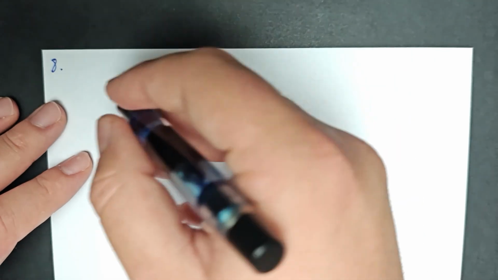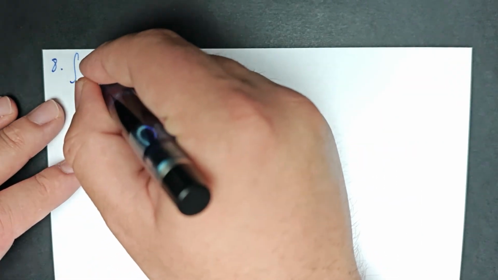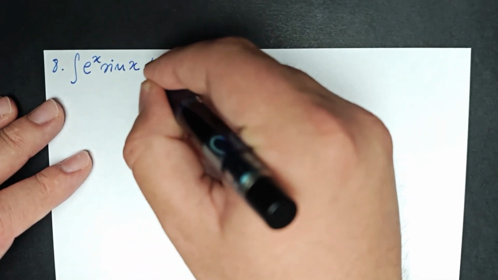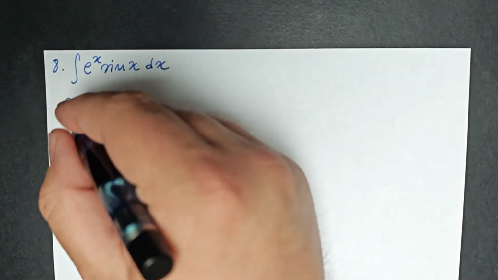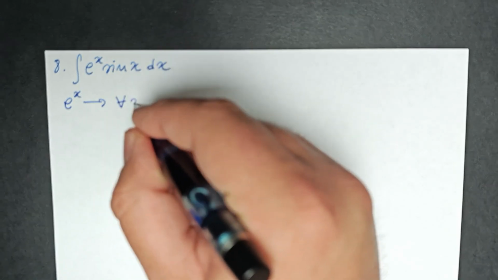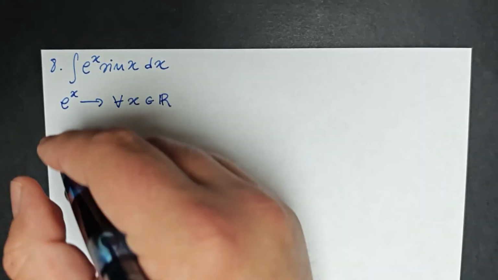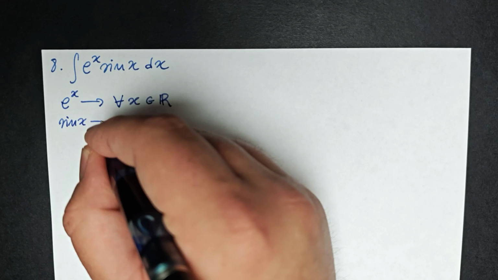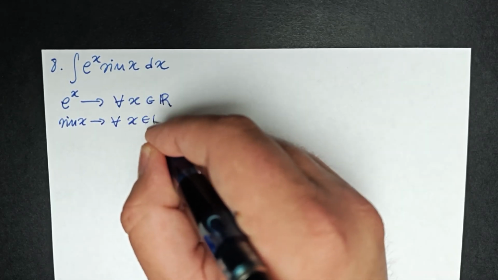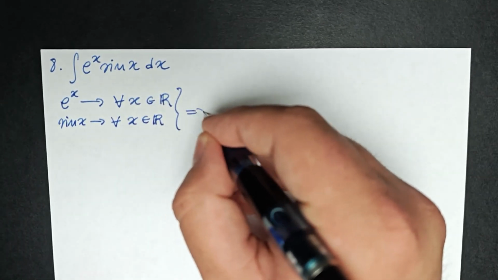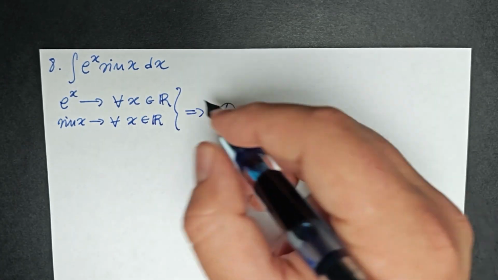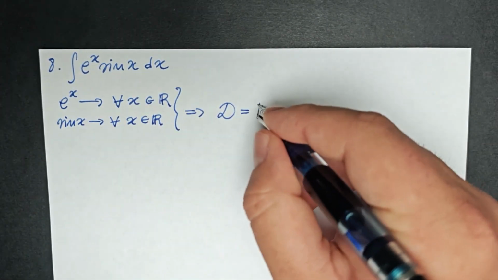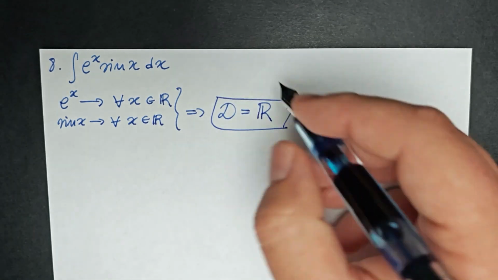Integral number 8 in our list was an integral of e to the power x sine x dx. In this integral, e to the power x is defined for all x's which are real numbers, and sine of x is also defined for all x's which are real numbers. And that gives us that the area in which this integral is well defined is the entire set of real numbers.